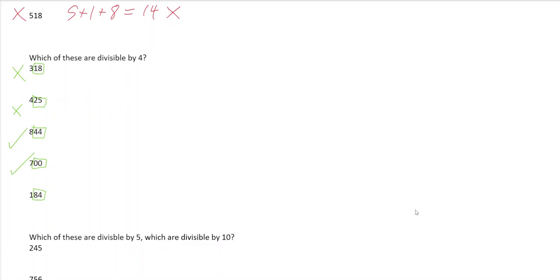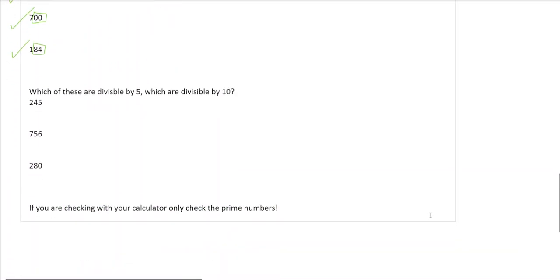84 is 21 times 4, so that one does work as well. Okay, continuing on to these, which are divisible by 5, which are divisible by 10. This one's divisible by 5, this is neither, and this one is 5 and 10.